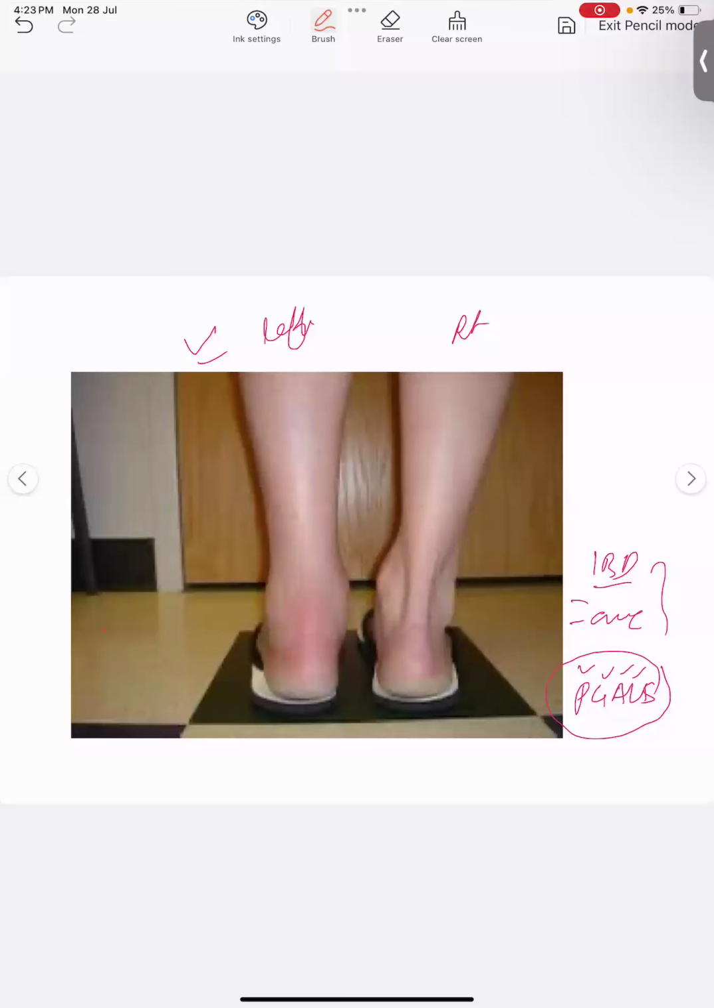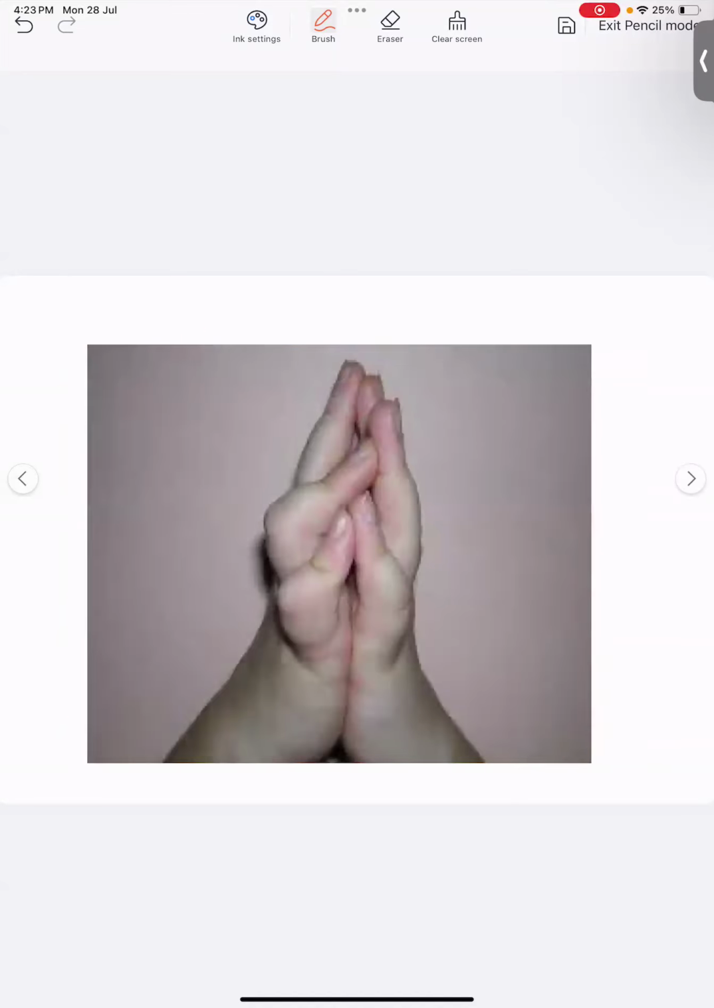Okay? Clear? Is this picture clear? Okay, all right. So, what is this sign? Prayer sign. Yeah, this is the prayer sign. What is the diagnosis? What can you see in this picture? Small joints of the hands are involved.